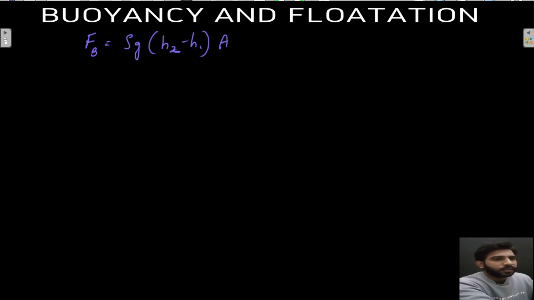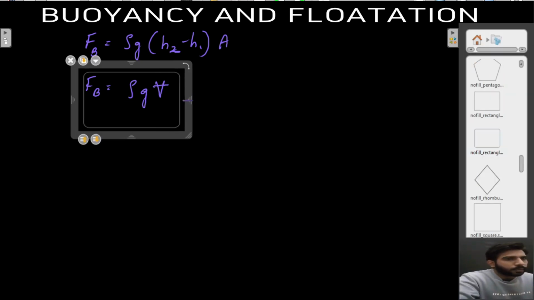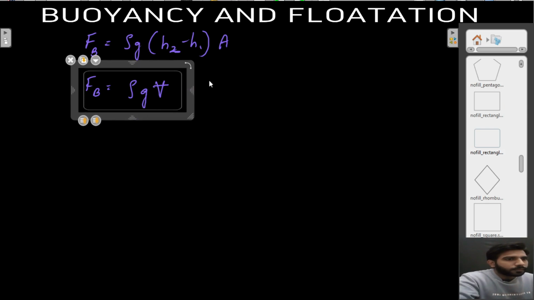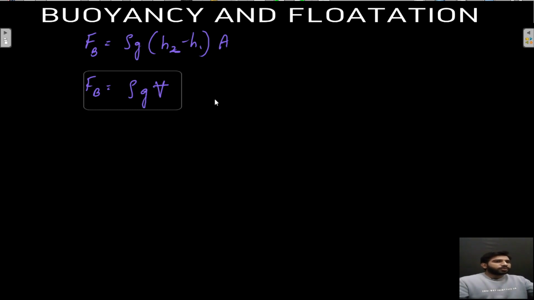So we can write it as FB is equal to rho g into length of the body into area, and length into area is nothing but volume. So we can write it as rho g into volume. So this is your expression for buoyant force. Let us put it in a box. So FB is equal to rho g V.